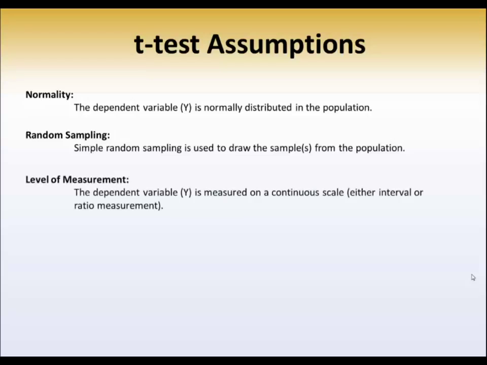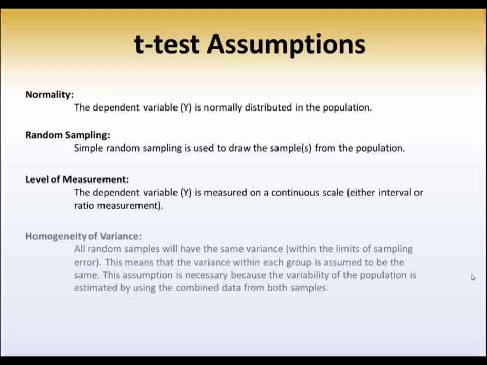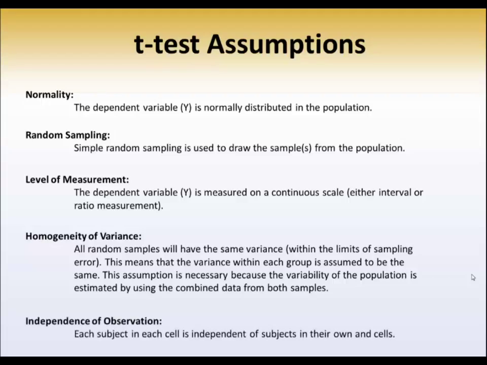The level of measurement of the dependent variable, y, is continuous, that is, interval or ratio. Homogeneity of variance means that the two samples that you've drawn from the population will have the same variance. This assumption is necessary because the variability of the population is estimated by combining the data from the two samples regarding variance. The last assumption is independence of observation.